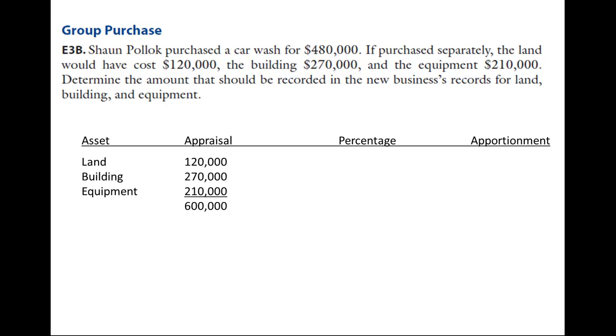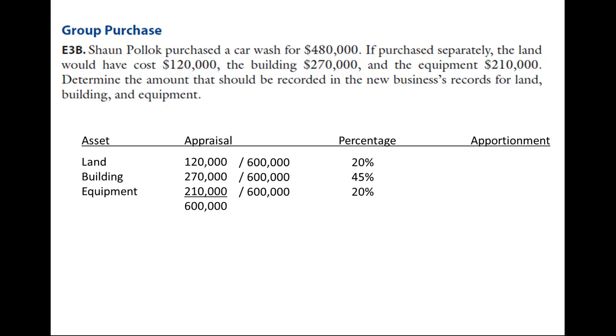So the first thing we're going to do is figure the percentage. So of the total appraisal value of $600,000, what percentage was land, building, and equipment? We do that by dividing each of those by $600,000, and we determined that of that purchase, 20% was land, 45% is for the building, and 20% is for the equipment.